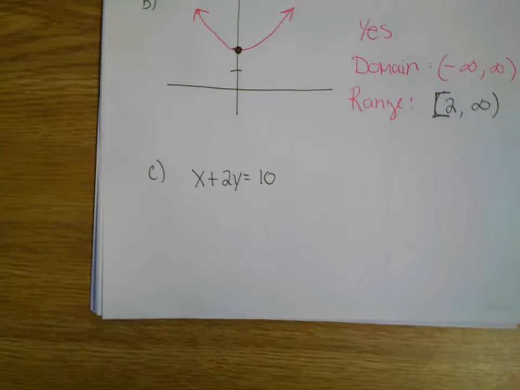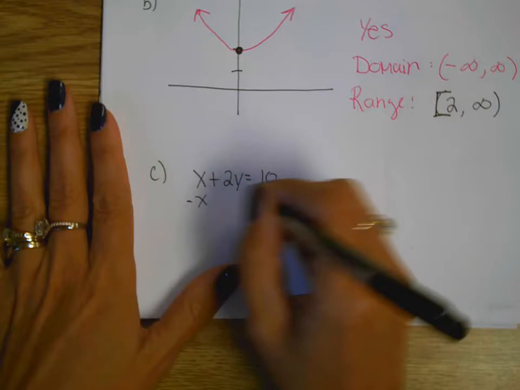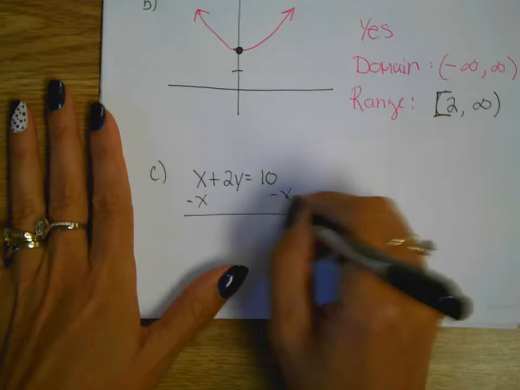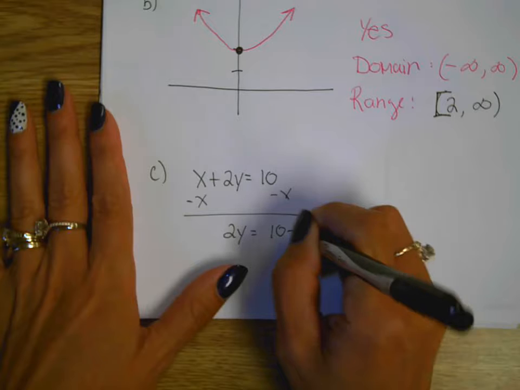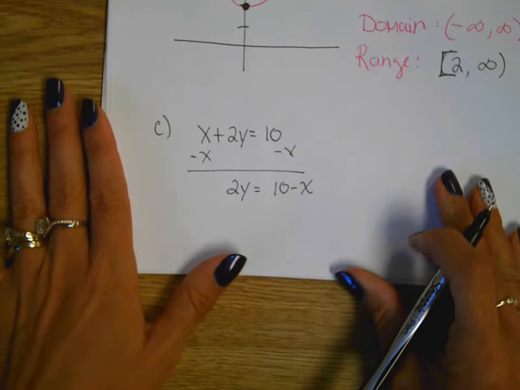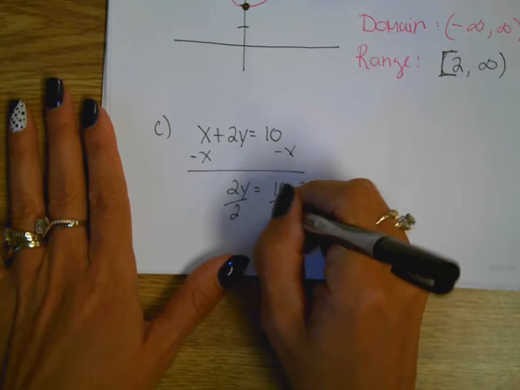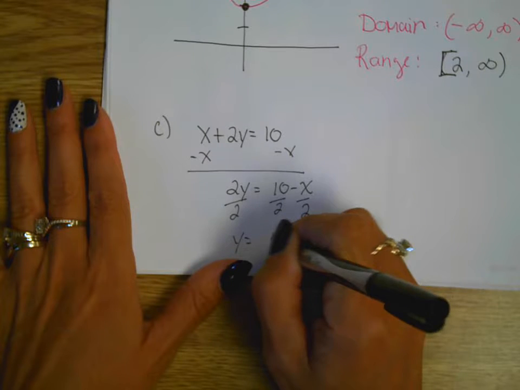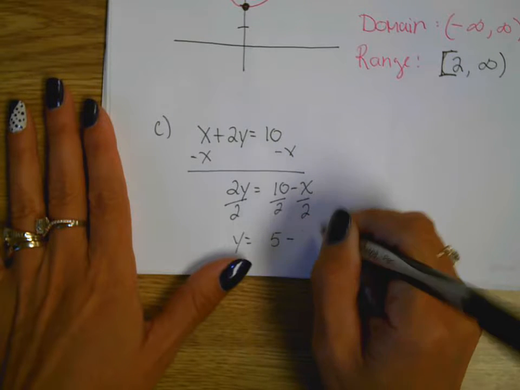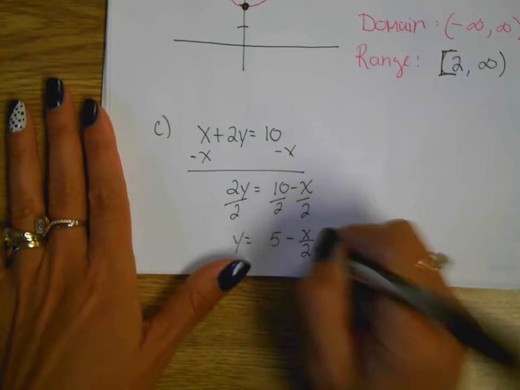Solve for y. That's a perfect thing to do. So let's get it y equals, because that's usually the way we see our expressions. So we're going to kick the x over by subtracting. 2y equals 10 minus x. Divide by 2. We're going to divide everything by 2. So that's 5 minus 1/2 x, or x divided by 2, however you want to write that. I'll leave it as x divided by 2.